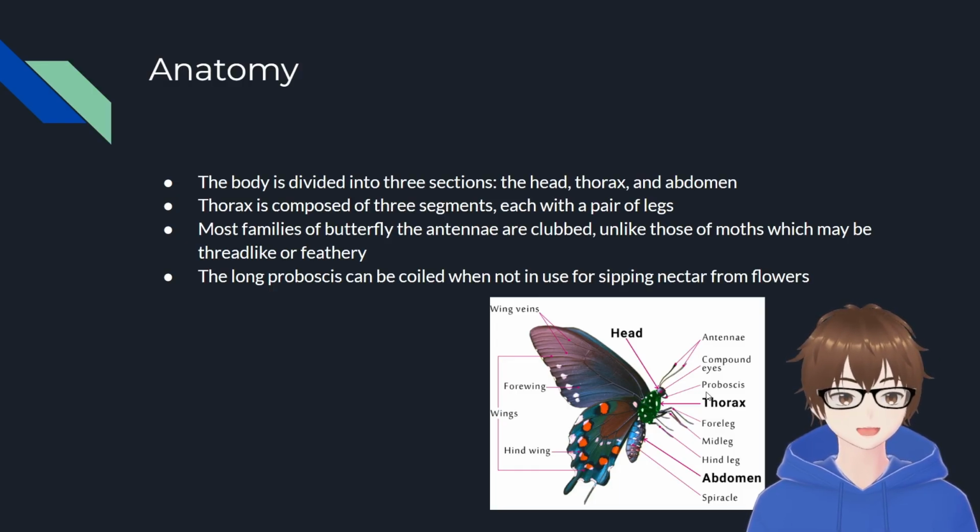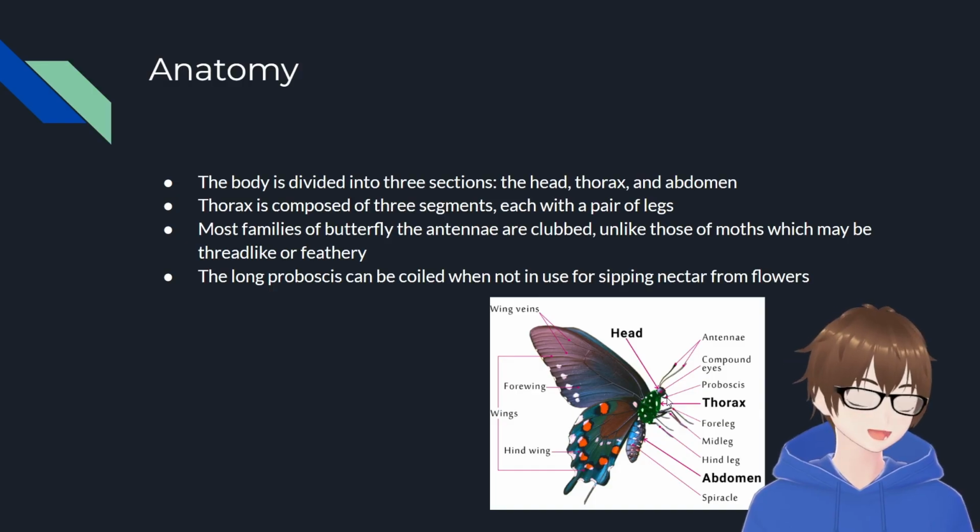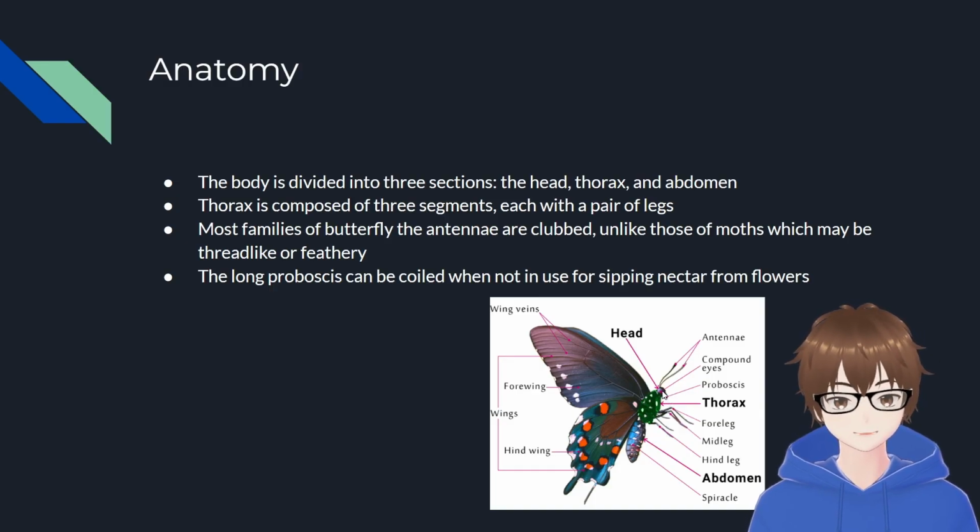You can see the proboscis here, which is at the very mouth of the butterfly. You can see the compound eyes, the antennae, and the thorax, which is kind of like the body or the torso of the butterfly. Then you have the foreleg, midleg, and hind leg, and then the abdomen with the spiracles used for breathing. Then we have the hind wings and the forewings, and then the wing veins.